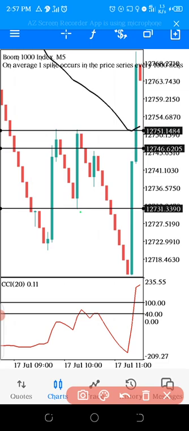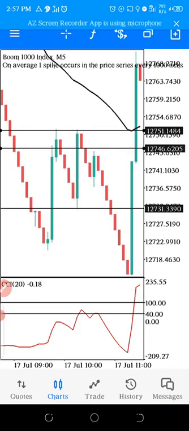You can see how practical the strategy is. It is not your usual scalping strategy. It is very, very practical. It is very easy to follow. So let me show you one more example.